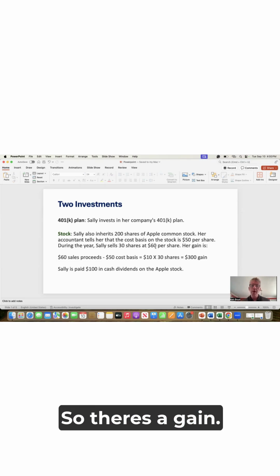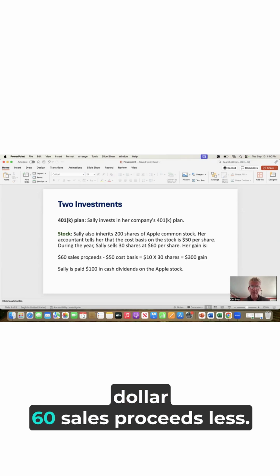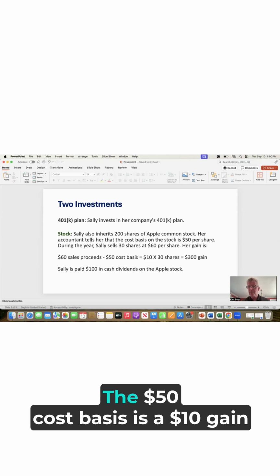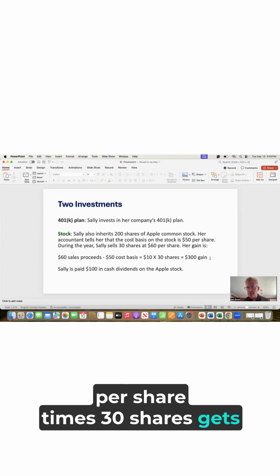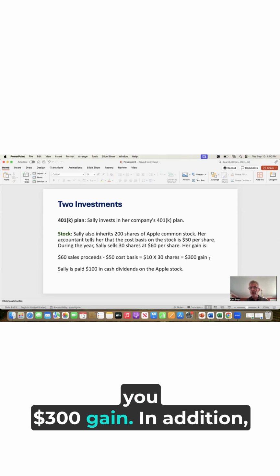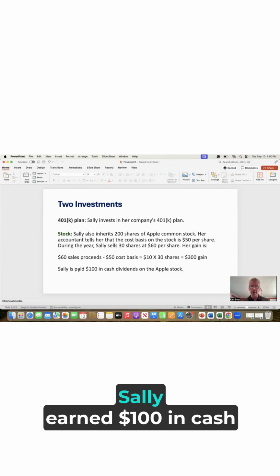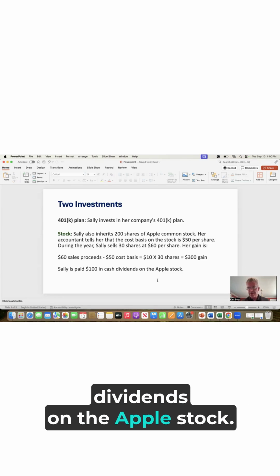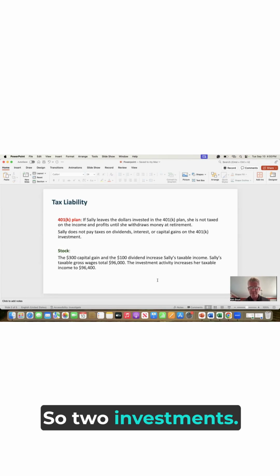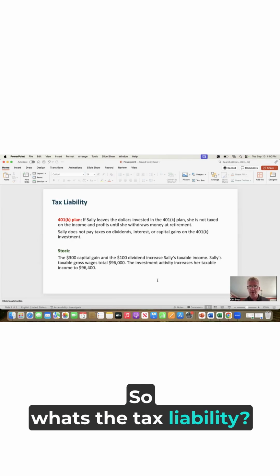So there's a gain. The calculation of the gain is $60 sales proceeds less the $50 cost basis is a $10 gain per share times 30 shares gets you $300 gain. In addition, Sally earned $100 in cash dividends on the Apple stock. So two investments. So what's the tax liability?